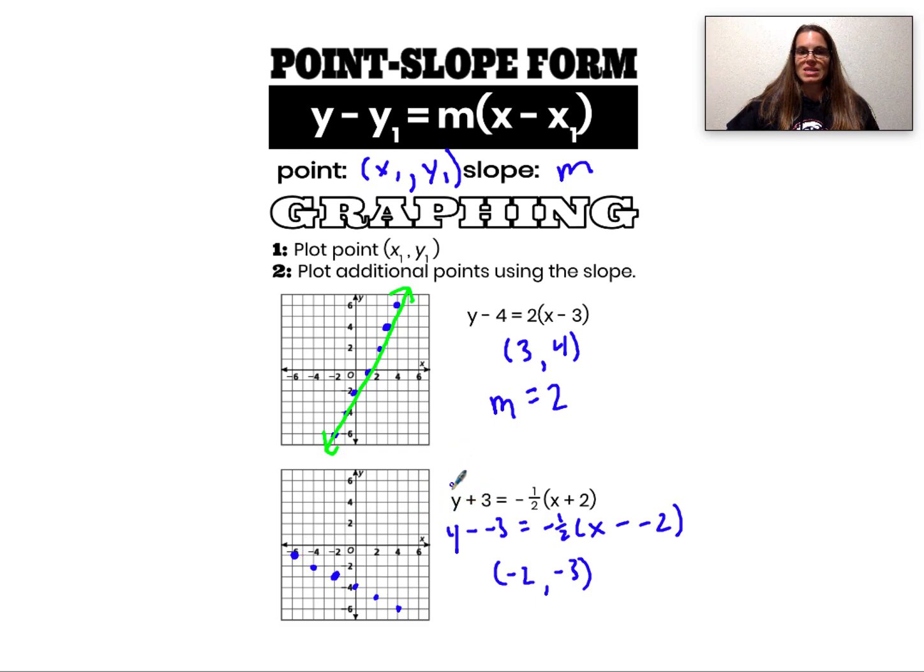Point-slope form is very straightforward to graph once you have correctly identified the point. As you can imagine, there's a lot of silly small errors by saying, for example, x1 is positive 2 or y1 is positive 3. Just be really, really careful identifying the point from point-slope form, and the rest is straightforward. Just like slope-intercept, use the slope to graph additional points.